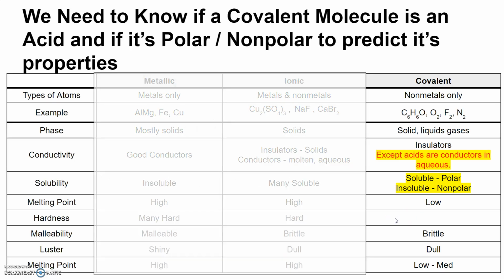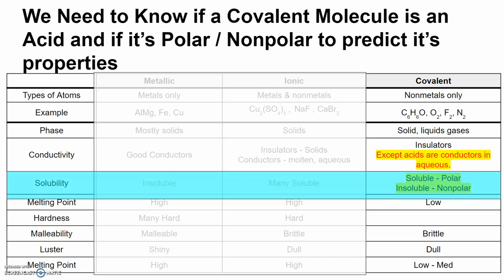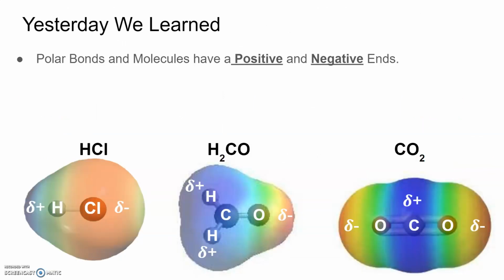So recall from the beginning of this unit, we were looking at properties of metals, ionic compounds, and covalent compounds. And for covalent molecules, in order to predict if it's soluble or not, we need to know if it was polar or nonpolar. In the beginning of this unit, I actually told you if it was polar or nonpolar. Now you're going to learn the skills to determine that on your own based on the molecule.